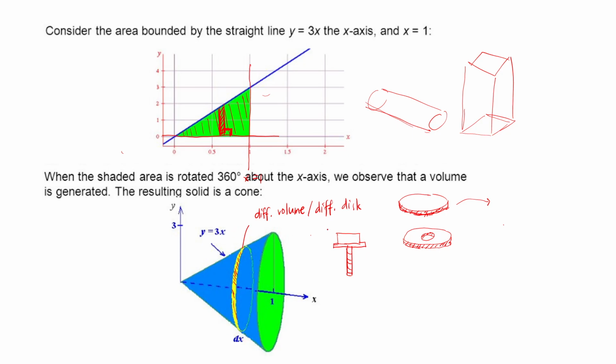Okay. So what if it's a horizontal strip and then we rotate about the x-axis? That's the other method, and it's called the cylindrical method. So first, let's talk about the method of disk and washer.